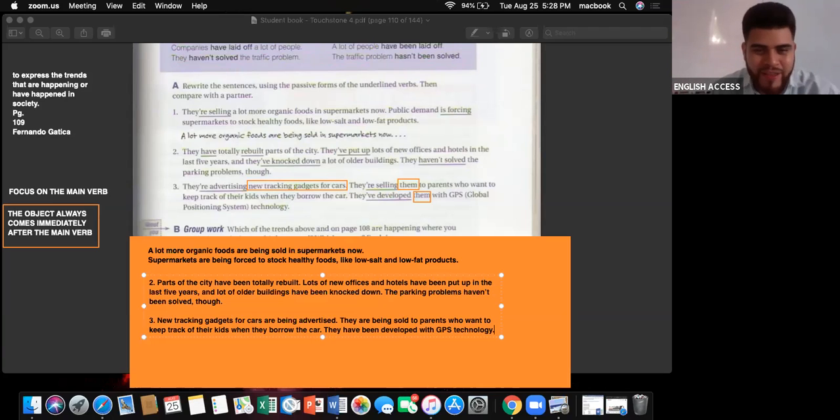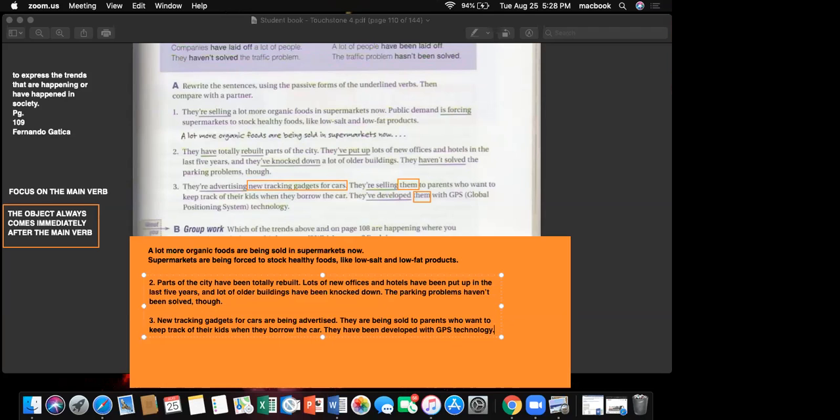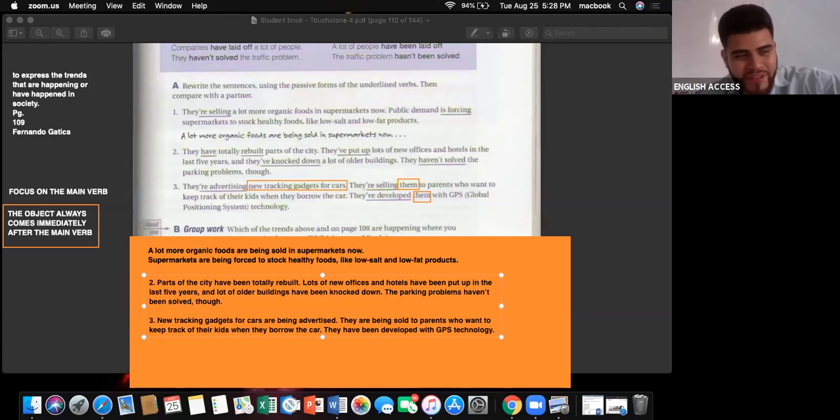All right. I don't write what's in parentheses, but it's cool. You know that GPS stands for Global Positioning System. In Spanish, what does it mean? Okay, so, I don't know. But in English, that's what it means. Global Positioning System.